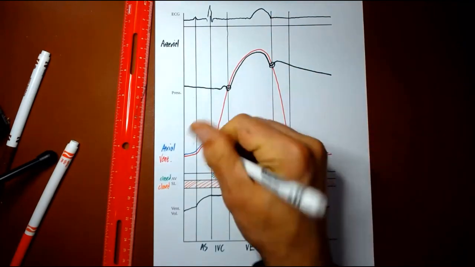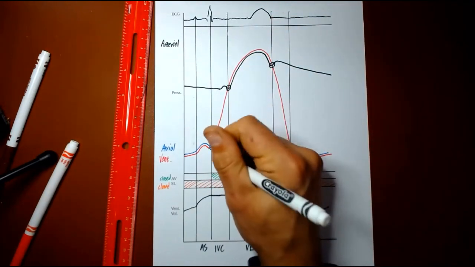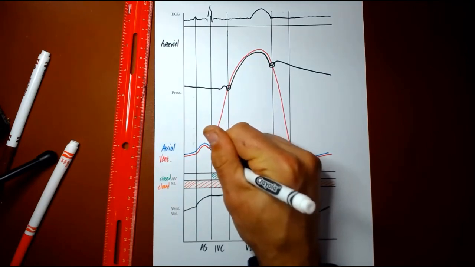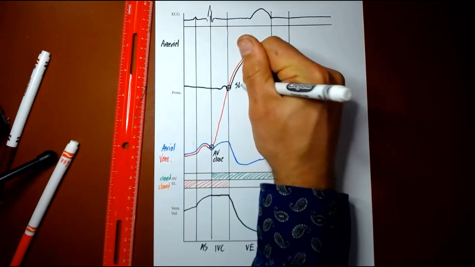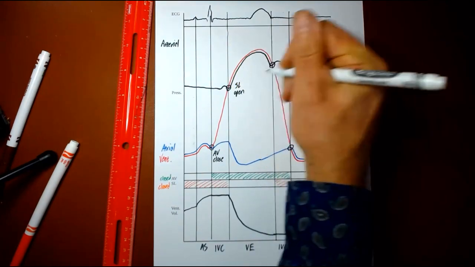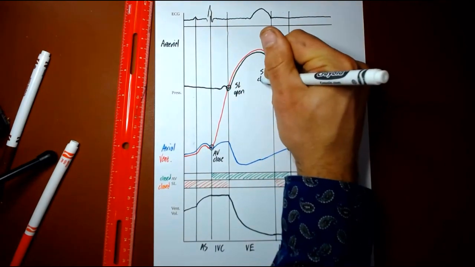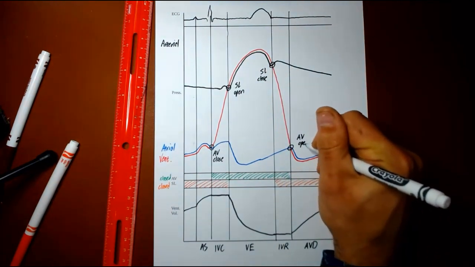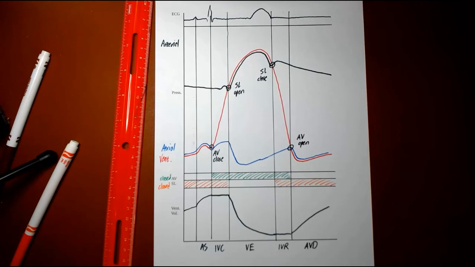So, for example, this one is the atrioventricular valve closing. This is the semilunar valve opening, semilunar valve closing, and the atrioventricular valve opening. I would practice that several times until you can do the whole thing like that.